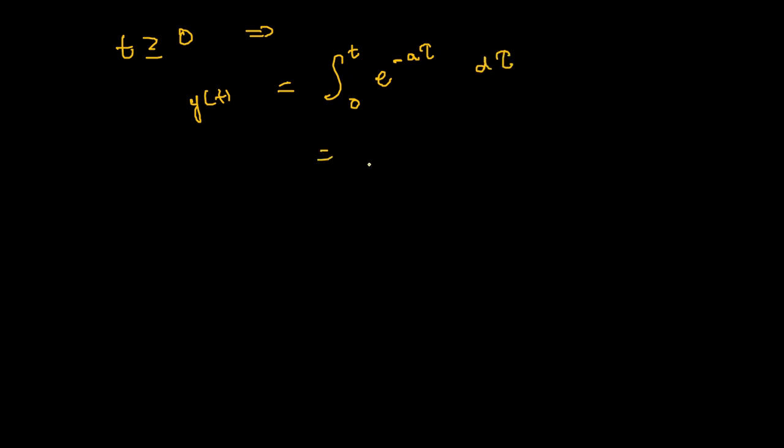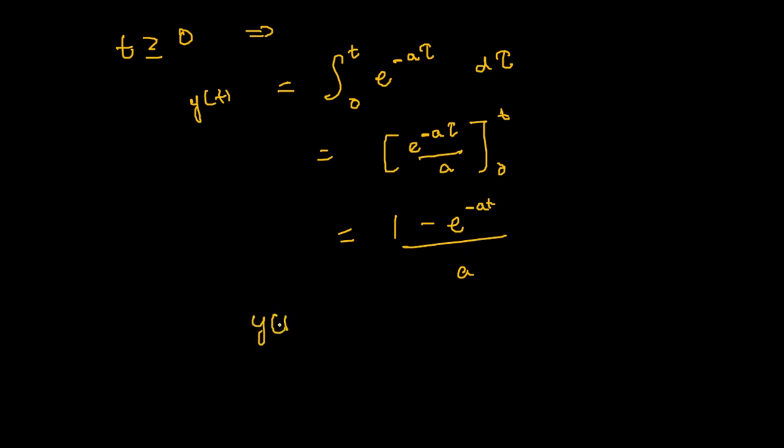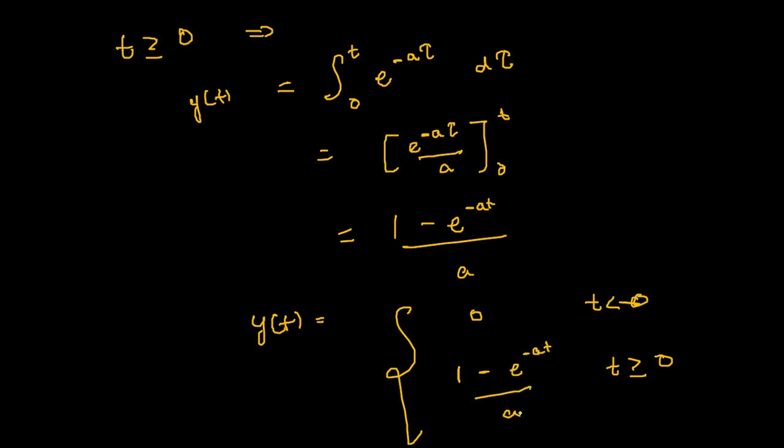So upon integrating this, we get e to the power minus a tau by minus a from 0 to t, and that gives us 1 minus e to the power minus at divided by a. Okay, so this is y of t. So y of t is defined in two regions. Whenever t is less than 0, I get 0, and whenever t is greater than or equal to 0, I get 1 minus e to the power minus at by a.